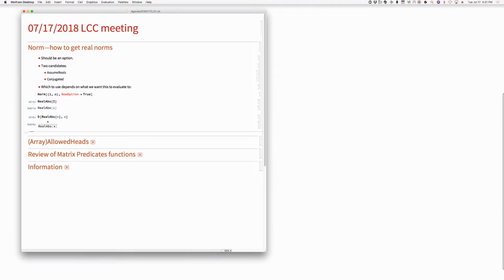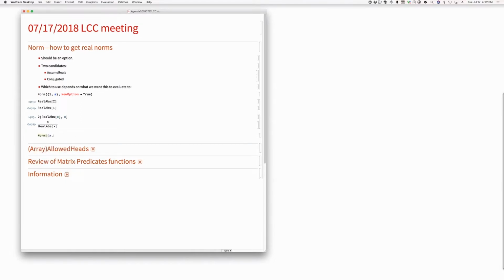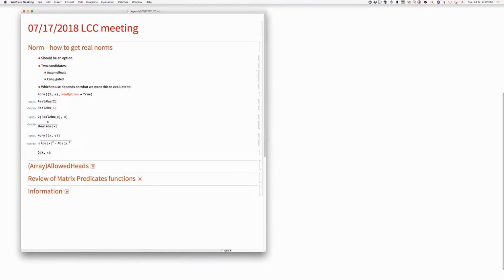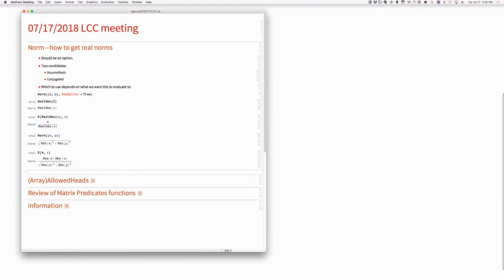Okay, so right. The point is, and it's not necessarily just Norm. Right now, if you do Norm of {x, y}, you'll get the square root of the absolute value of x squared plus the absolute value of y squared. And maybe you want to just get x squared plus y squared. Right. You mean the square root of x squared plus y squared? Yes. And for example, if I differentiate that with respect to x, I get that.